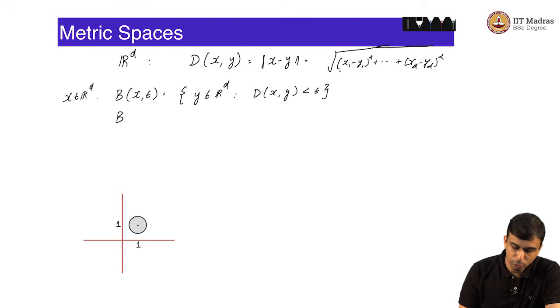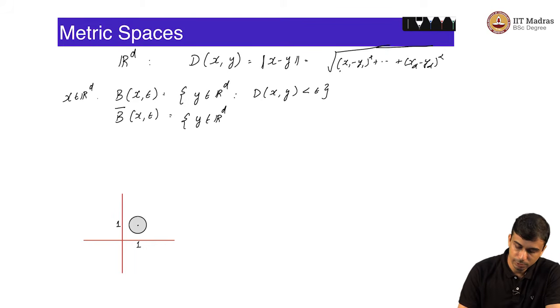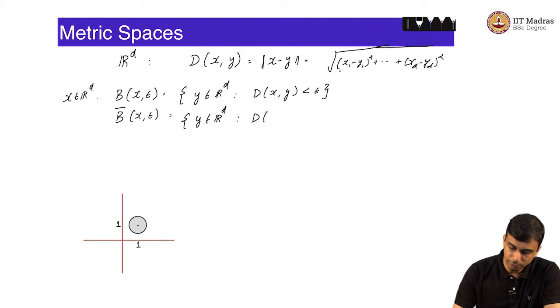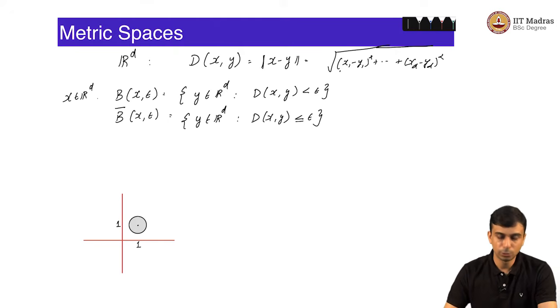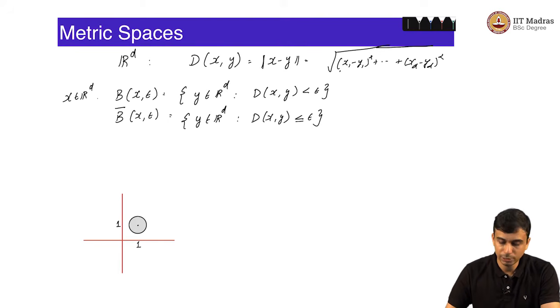Sometimes we will also be using the closed ball, which is B bar of x comma epsilon, the set of y in R^d such that d of x comma y is less than or equal to epsilon. The only difference between the open ball and the closed ball is that the open ball does not contain the boundary, the closed ball does contain the boundary.